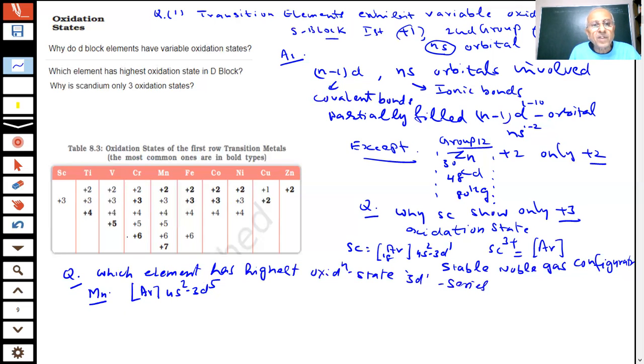This is a table given in the book, students, where we have shown you the common oxidation states exhibited by the transition 3d series. The bold ones are the more stable oxidation states. Manganese +2 is highly stable. Why? Because after that it is left with 3d5. So this is an extra stable configuration.